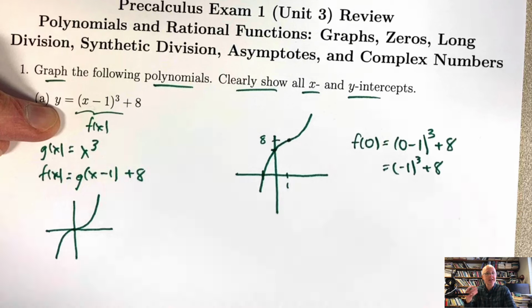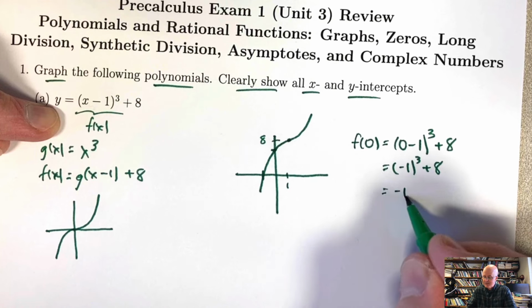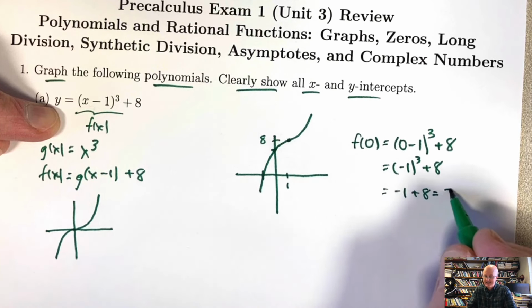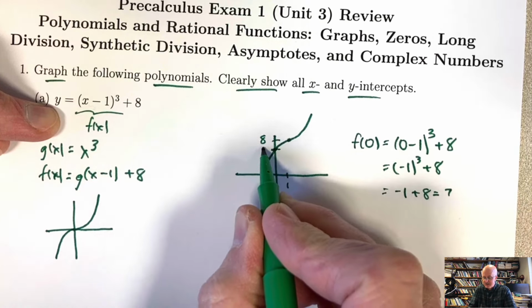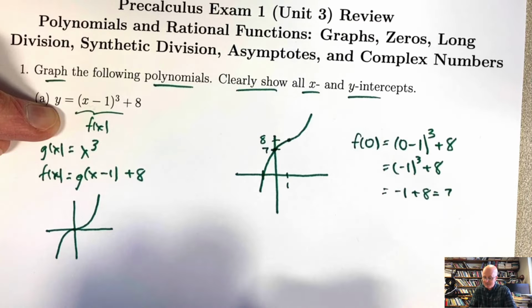Negative 1 cubed means you've got 3 factors of negative 1 being multiplied: negative 1 times negative 1 times negative 1. An odd number of negatives makes a negative. This is negative 1 plus 8. That is 7, and that makes sense. This should seem like it would be 7.